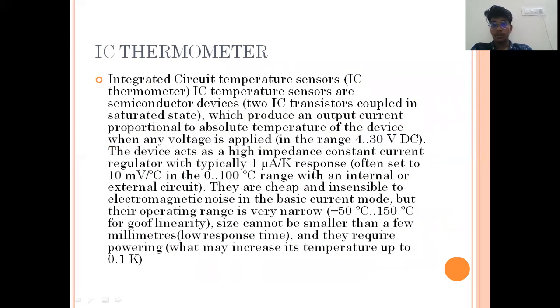And the IC thermometer, or integrated circuit temperature sensor, is a semiconductor device which produces an output current proportional to the absolute temperature of the device when a voltage is applied. The device acts as a high-impedance constant current regulator, typically with a 1 microamp per kelvin response and a 0 to 100 degrees Celsius range, with internal or external circuits. They are cheap and insensitive to electromagnetic noise because of the current mode.